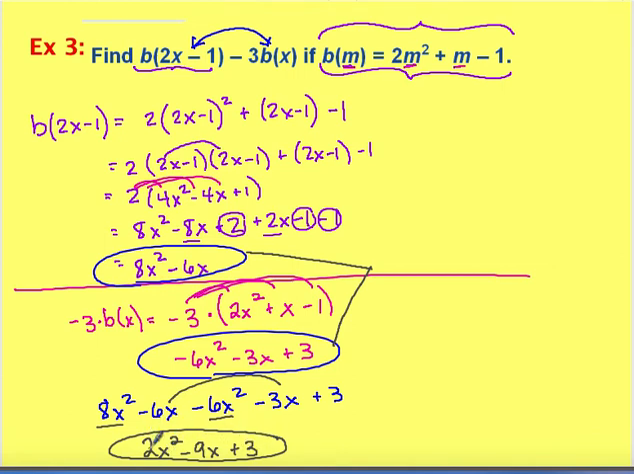So that's a little bit of something to think about. If you input a number, you output a number. If you input an expression, you're going to output an expression.